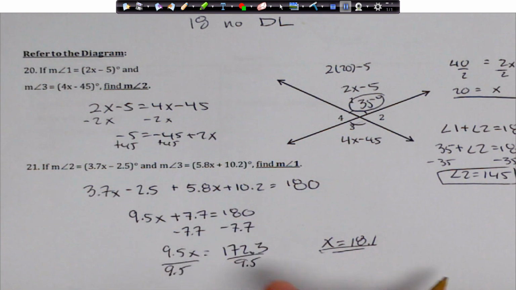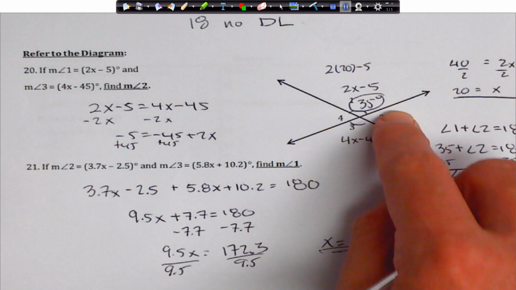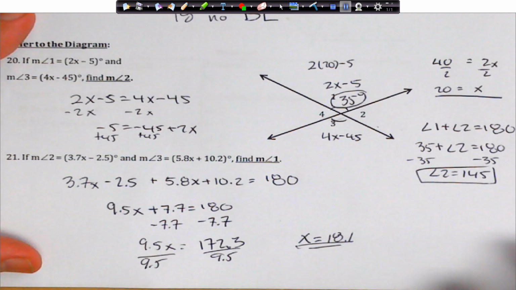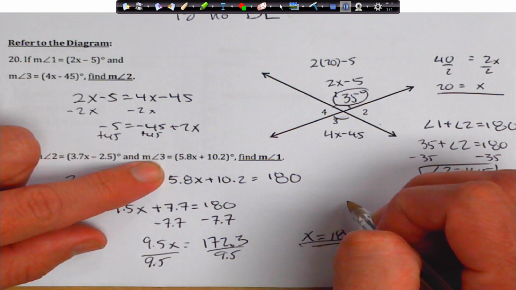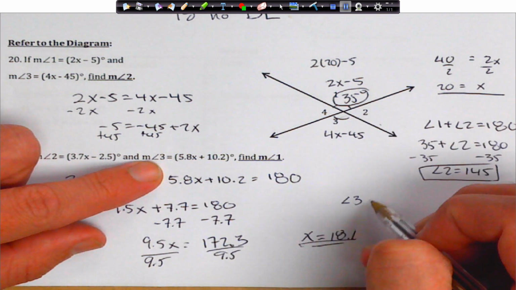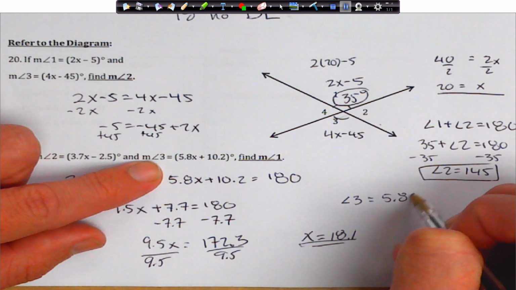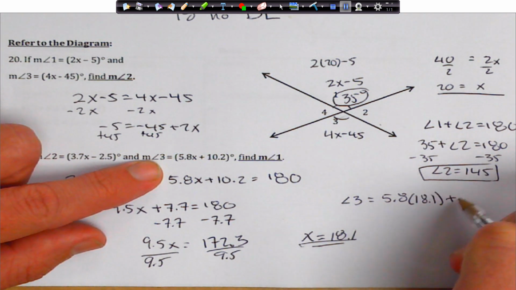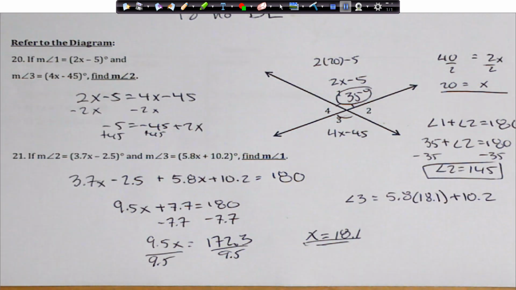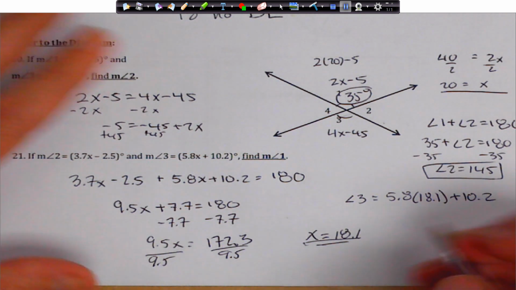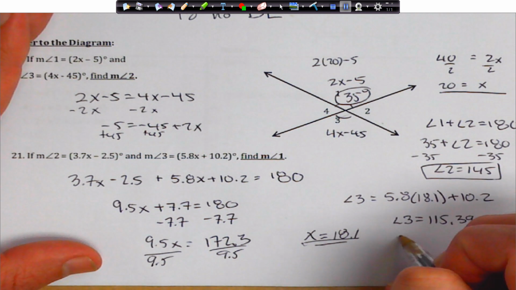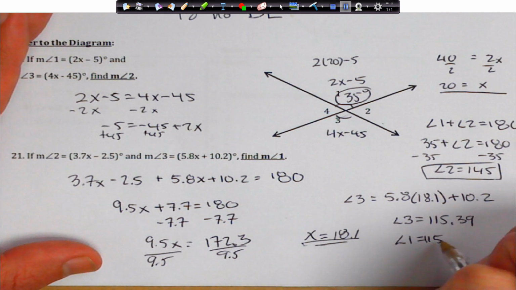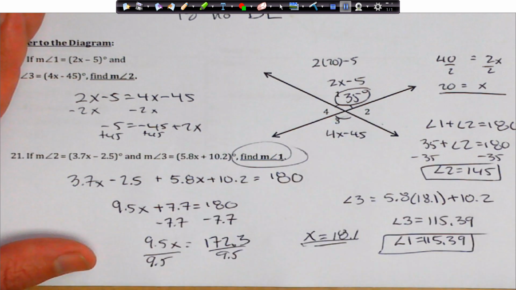Then we want to find angle 1, and to do that we have to plug it back into angle 2 and do what we did up here. Or actually it's just equal to angle 3, so let's just plug it in for 3. That'd be much easier, because 3 and 1 are congruent. So angle 3 is 5.8 times 18.1, that's x. That's our substitution right there. We multiply that by 5.8 and then add 10.2. I'm just doing it on my calculator. And so angle 3 equals 115.39. So that means angle 1 must also be 115.39. We made sure we found the same thing.